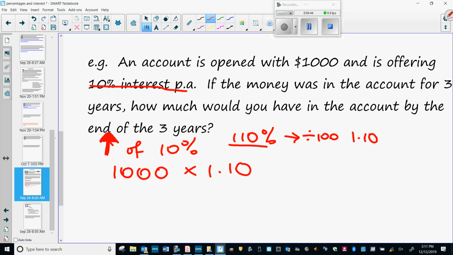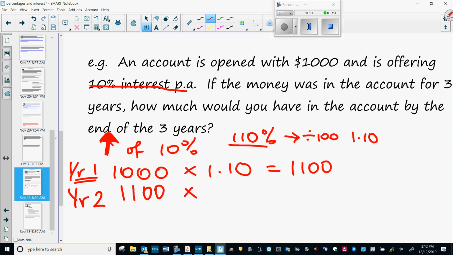Alright, so multiplying the 1,000 by 1.10 is going to tell me how much money I've got in the account after year 1, because I've increased it by 10%. What is 1,000 multiplied by 1.1? 1,100. So to find out how much money is in the account after year 2, we would have 1,100 multiplied by 1.1, because it's still 10%, but this time it's 10% of a bigger number. And so this is going to give us an even bigger number. So what's 1,100 multiplied by 1.1?